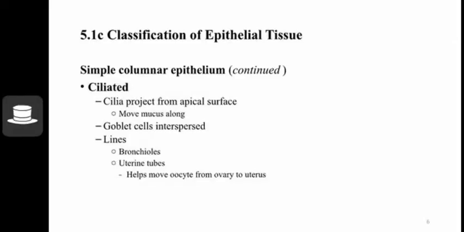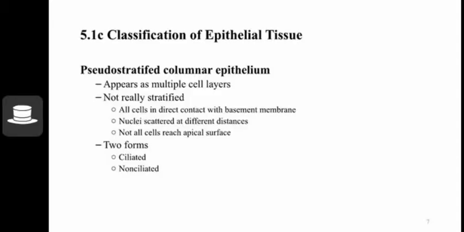And then the ciliated simple columnar have the cilia, and these move. So these push stuff along. So we've got some simple columnar epithelial that's ciliated in the bronchioles and in the uterine tubes to help move things past their surface. And then we've got our pseudostratified ciliated columnar epithelia. It's not really stratified, it just sort of looks like it. It's really hard to tell how many layers because the nuclei are scattered all over the place.